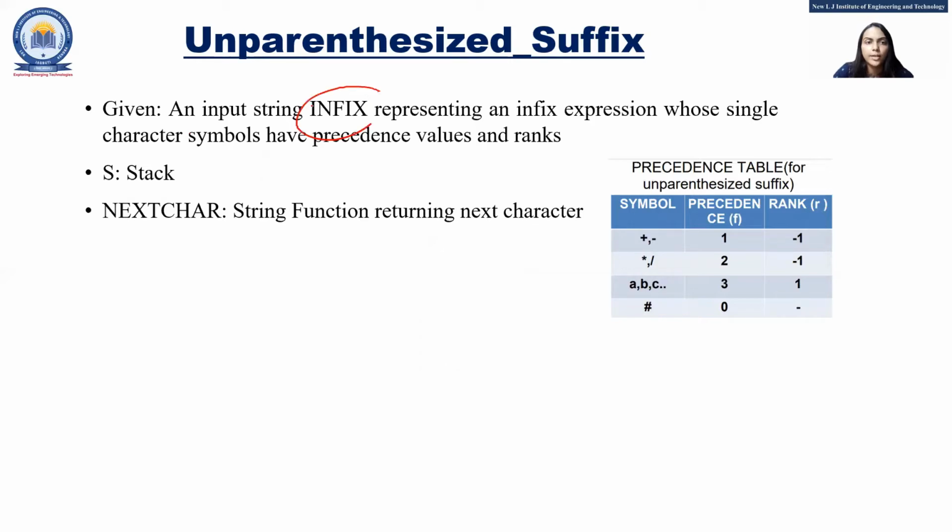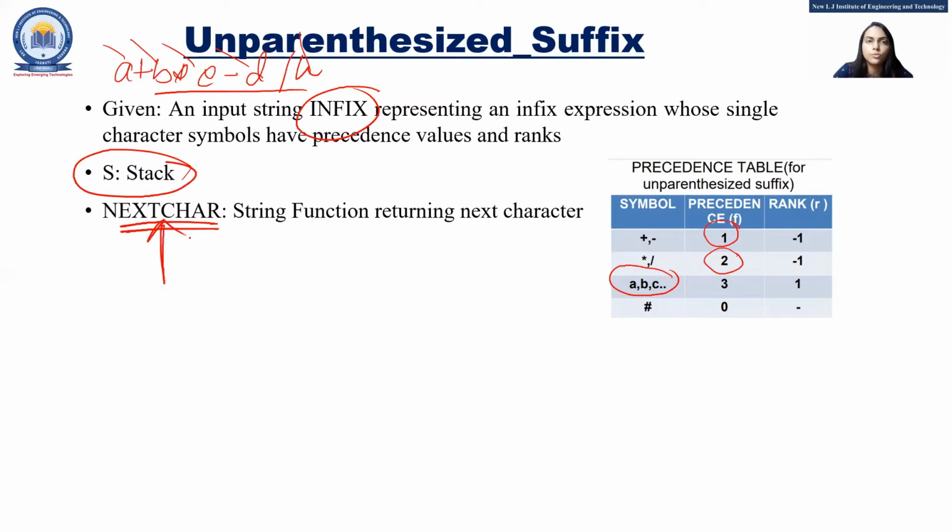We have the input, which is an infix string. It could be any string such as a plus b star e minus d divided by h. These all have some kind of precedence. A, B, E, D, H are variables, so their precedence is 3. Plus and minus have precedence 1, and star and slash division have precedence 2. S here is the stack, and next character is a string function which we would be using in the algorithm, giving us the next character.